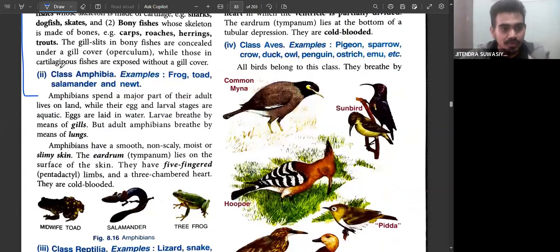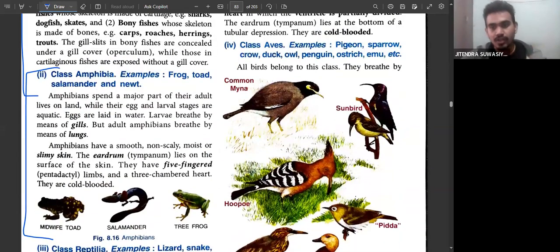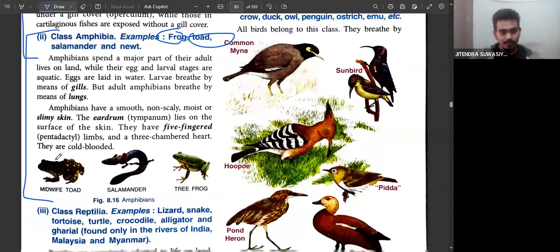Then we come to the class Amphibia. In Amphibia, we have frog, toad, salamander, and newt. What is a frog and a toad? They both look similar, but there are differences between a toad and a frog.